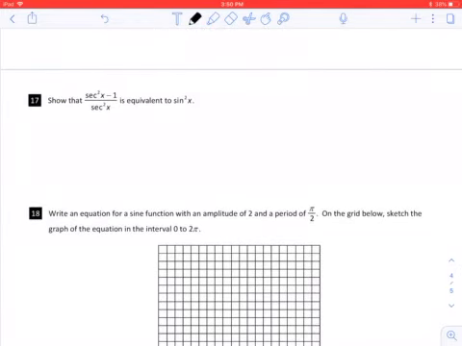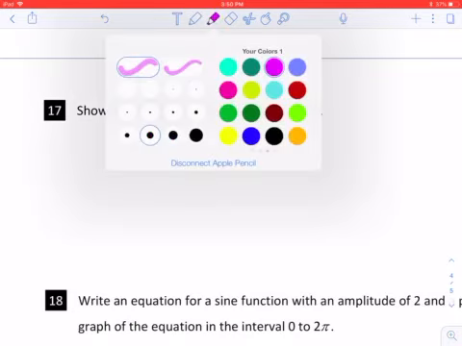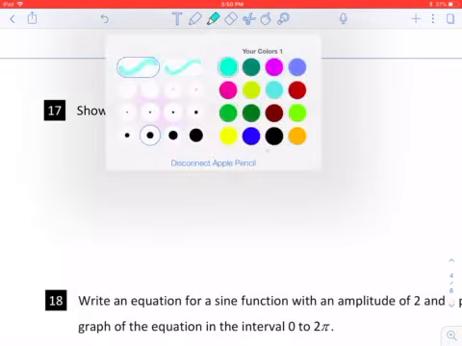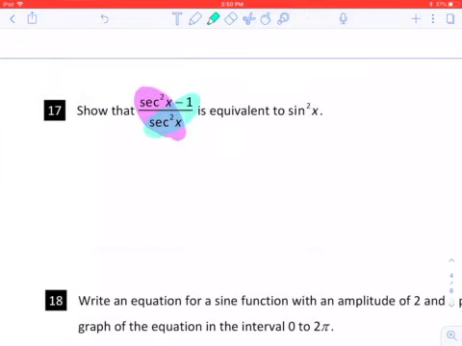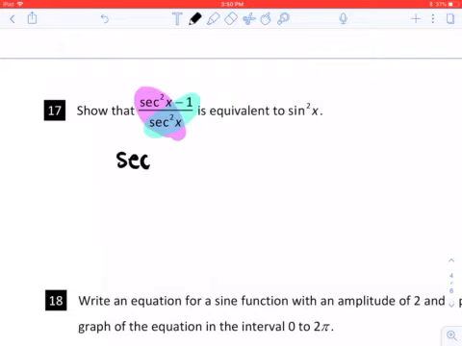Number 17. Show that secant squared x minus 1 over secant squared x is equal to sine squared x. So the first thing we're going to do is split up this fraction. So I'm going to do secant squared x over secant squared x, and then 1 over secant squared x. Again, I'm just splitting up the fraction, minus 1 over secant squared x.